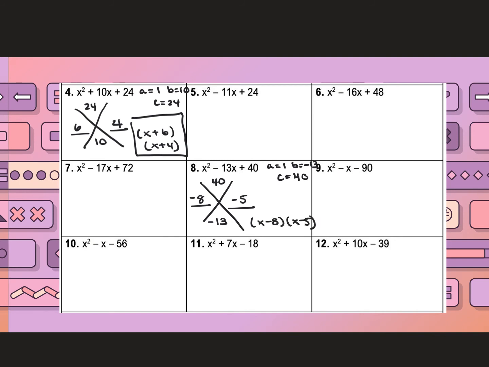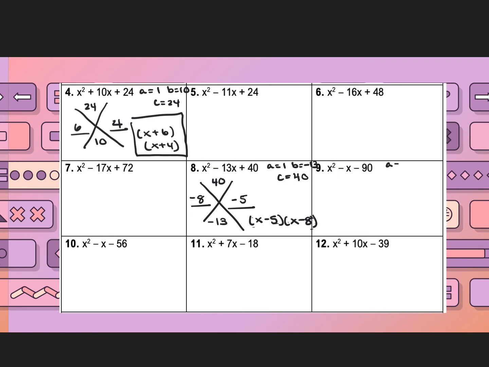So remember, and I'm going to erase this to make this a little bit cleaner, but remember that we can always double check our factors by either using the FOIL or box method to multiply. All right. Let's look at number 9, because number 9, we're dealing with two negatives now.